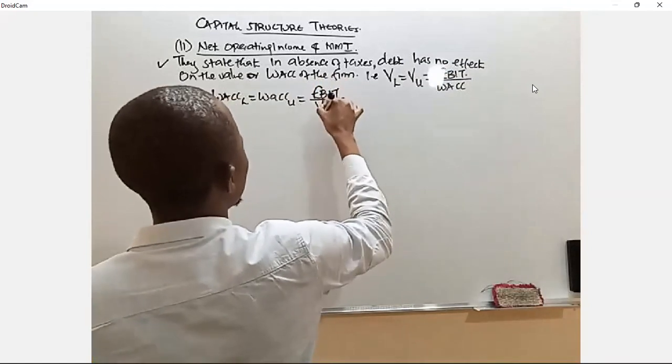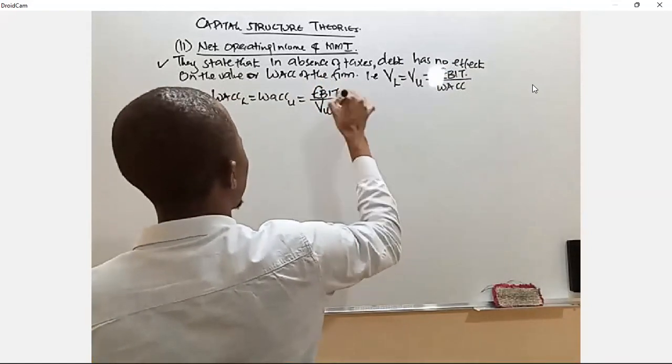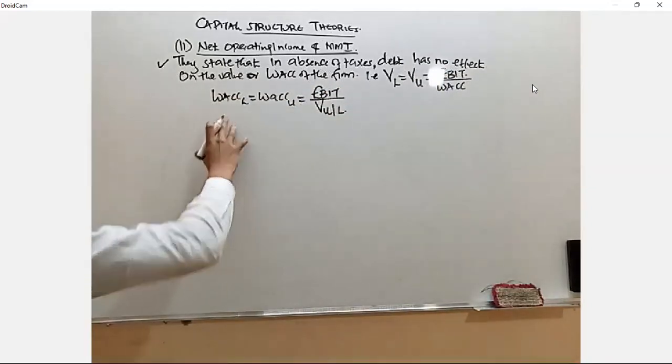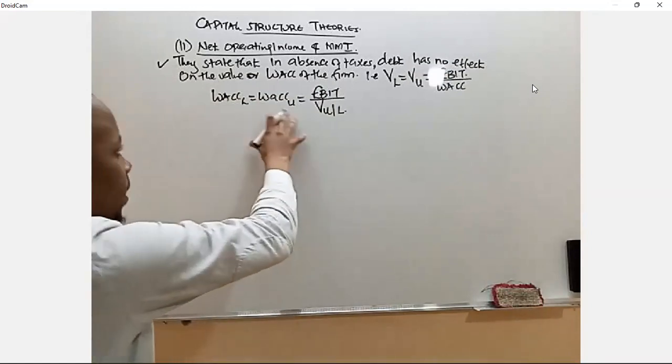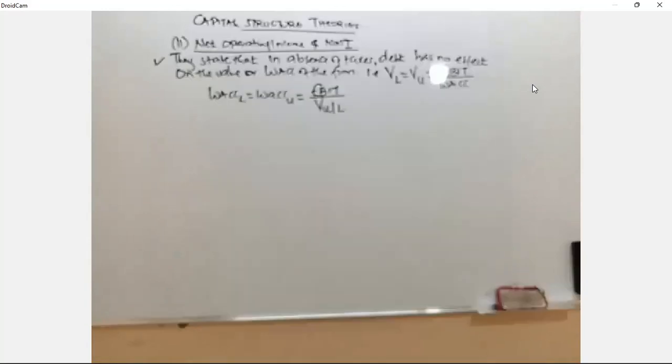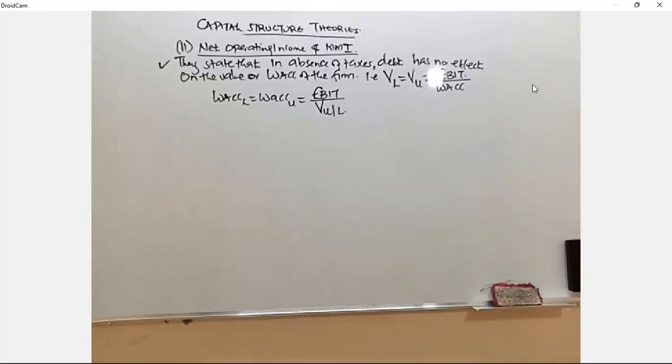You divide by the value of unlevered or levered firm, right? Because it means the WACC of the levered firm will be the same as the WACC of the unlevered firm, which you normally take the earnings before interest and taxes, divide by the value of unlevered or levered firms.